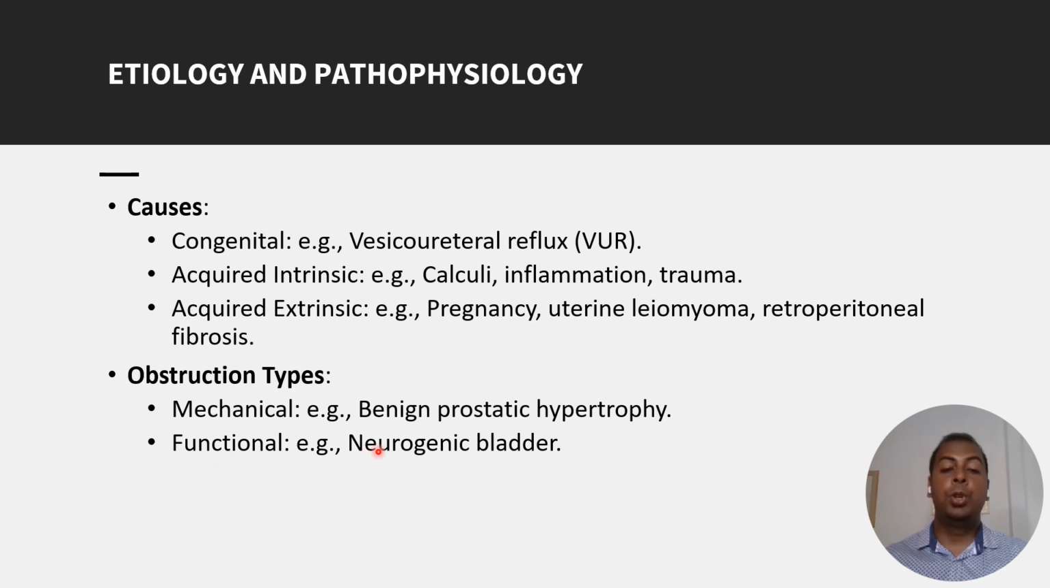Functional type, neurogenic bladder. This could also cause a bilateral hydronephrosis if we have a bladder which cannot contract adequately to expel urine. We're going to have that urine building up into the ureters and eventually into the kidney also.